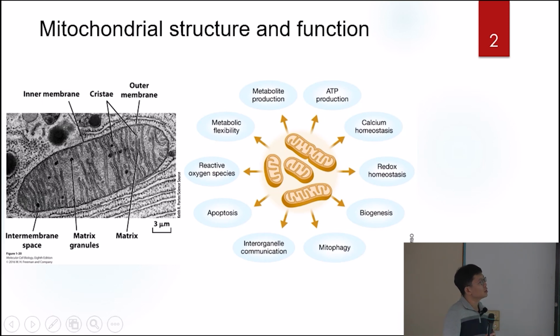However, in addition to ATP production, they have several functions such as calcium homeostasis and redox homeostasis. They also produce many essential metabolites. In addition, mitochondria are the major source of reactive oxygen species. Under basal conditions, reactive oxygen species are important signal molecules. However, if there are too many, they can induce oxidative stress.